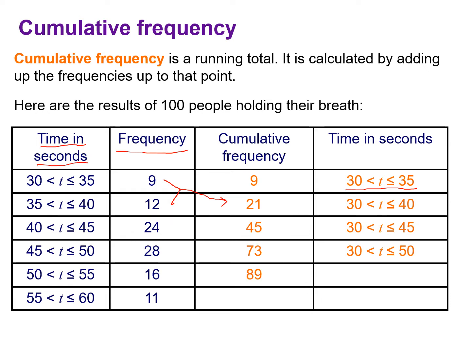And then the last two rows, we get 89. So 89 people, that's all of the frequencies added up to that row. And 89 people could hold their breath between 30 and 55 seconds.